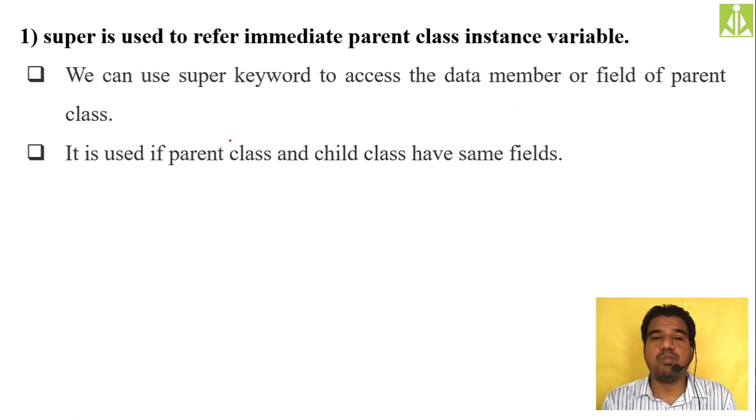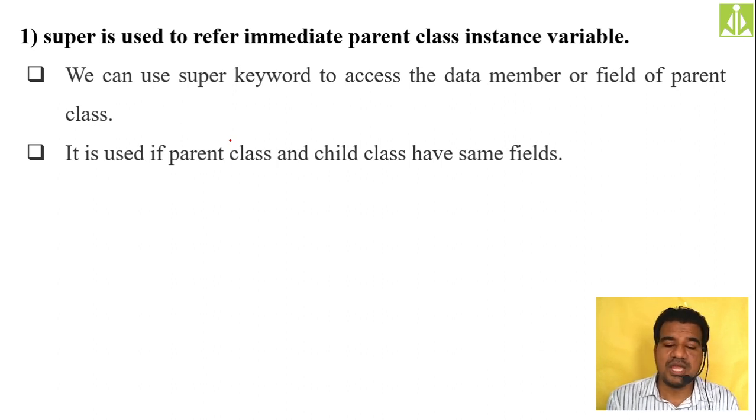But if both the superclass and the subclass have the same names, like a variable in the superclass and a variable in the subclass, then how are you going to differentiate between the variables? Whether a variable is of the superclass or of the subclass, just over there you have to use this super keyword. I will show you that in my demonstration. It is used if both parent class and child class have the same fields.